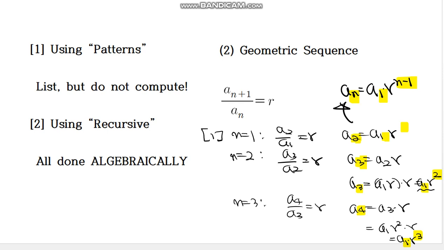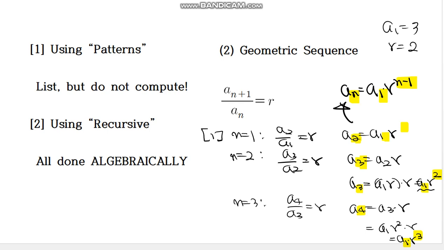Yeah, so this is about not computing. What I mean by not computing is, for example, if A1 is given as 3 and R is given as 2, then I didn't compute. I didn't make A2 be 6 right away, because if you make A2 6 right away, then you don't really see the patterns, the kinds of patterns that are underlying here.